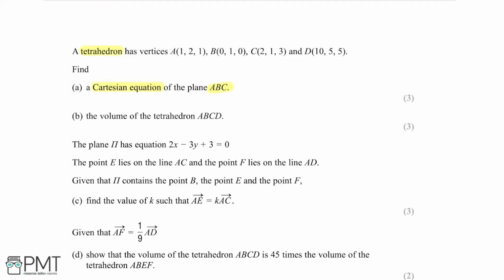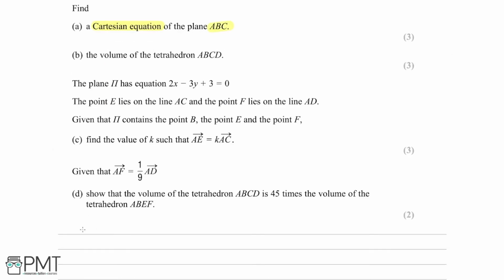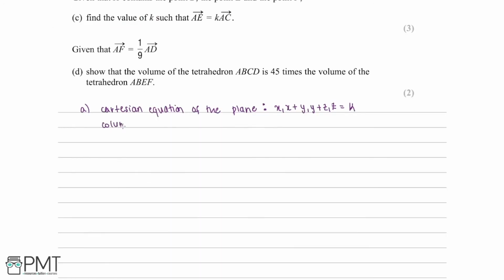Now, the first thing you should be thinking about when answering this question is what exactly is the Cartesian equation of the plane? Well, you can write the Cartesian form as x1x plus y1y plus z1z is equal to k, where k is a constant. This comes from its column form, where r dot (x1, y1, z1) is equal to k, where k is the constant once again.